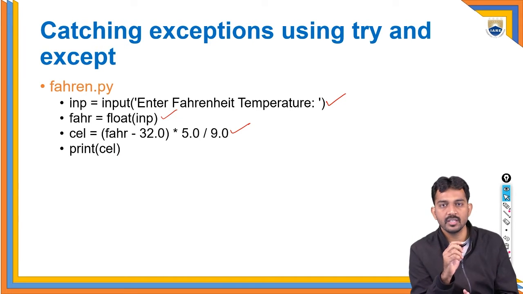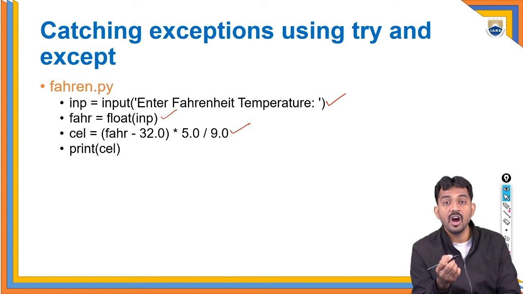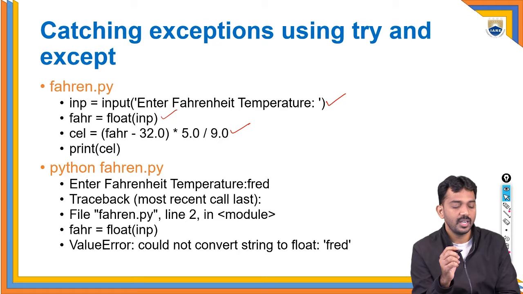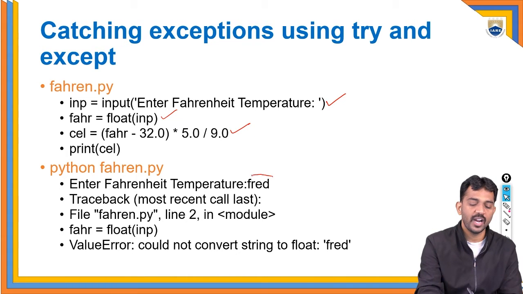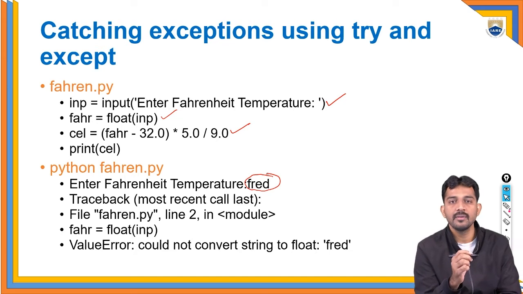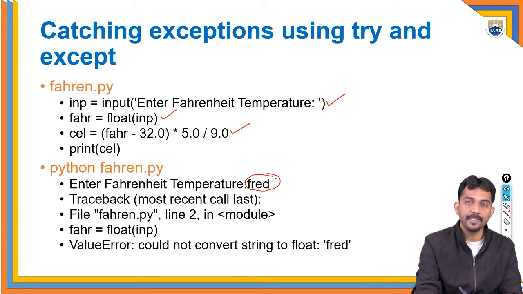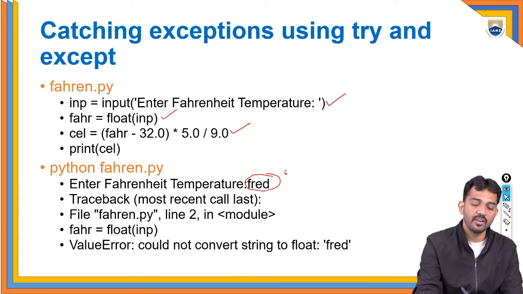Actually, the program is right whenever you give the proper input. But if your input is wrong, sometimes you may have some mistakes, right? How are we going to handle that situation? See, this is the problem. Enter Fahrenheit temperature, and you give the value Fred. This is not a float value.